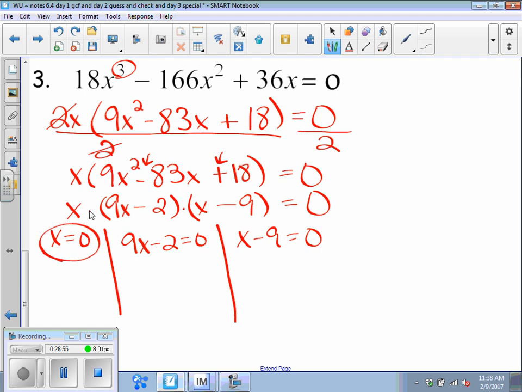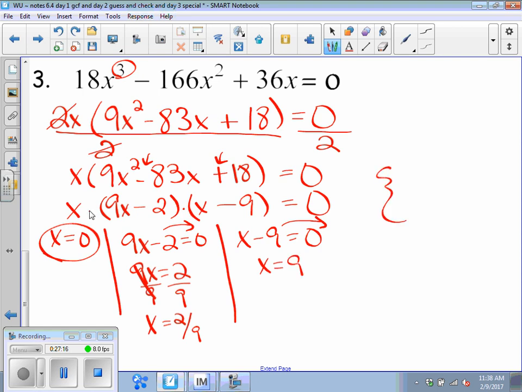So here's the first one. For the second one, bring that over, it becomes a positive 2. So 9x equals positive 2. Divide both sides by 9. X equals 2/9. Bring that over, x equals positive 9. So my 3 solutions are 0, 2/9, and 9.